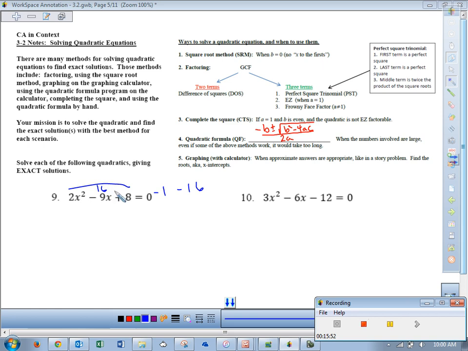I know they both have to be negative numbers because they have to add together to be negative. Negative 2 and negative 8 doesn't work. Negative 4 and negative 4 doesn't add together to be negative 9. Isn't that it? All right? So I cannot factor it. And no way do I want to complete the square because A is not 1 and B is not even.